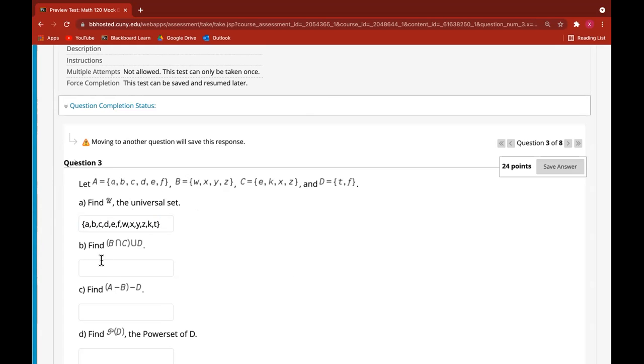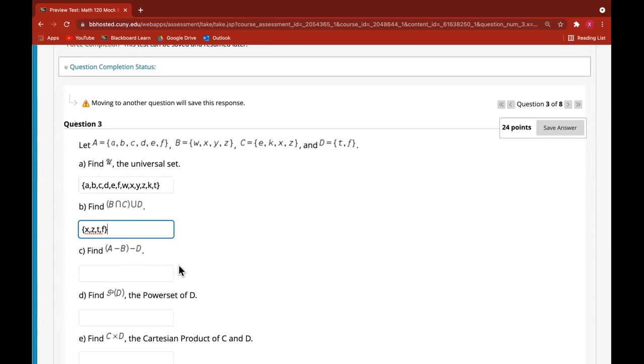Okay. And next you want to find B intersect C union D. So B intersect C, that means you are looking for whatever they have in common, right? What B and C have in common. Now B and C, they both have X and they both have Z. So you have X and Z in your set. And we also need to take the union with D. Right, so we have T and F. So this will be the set.